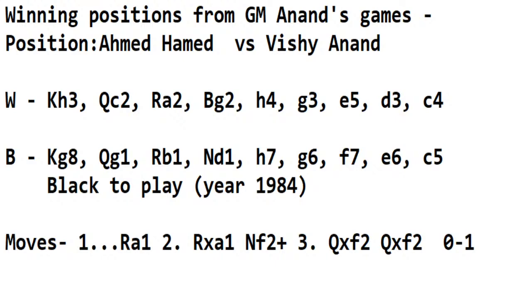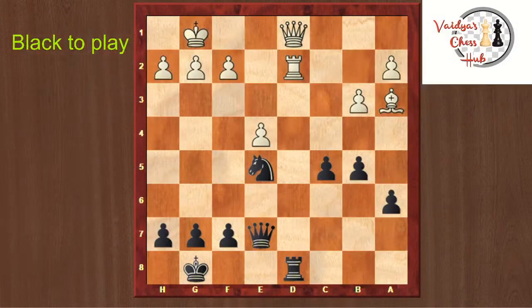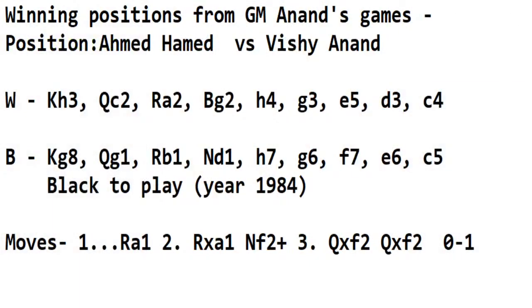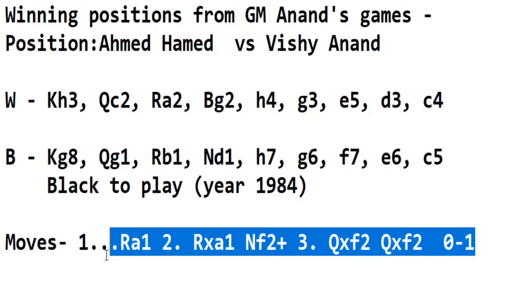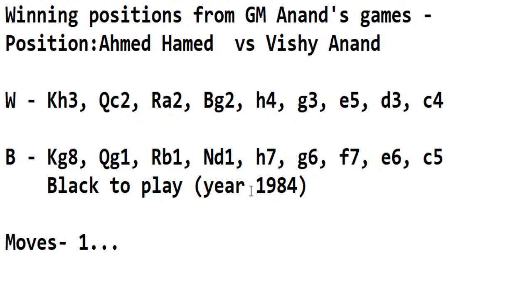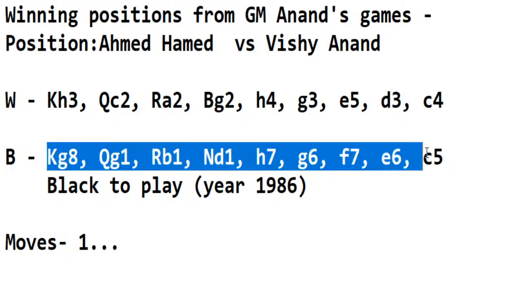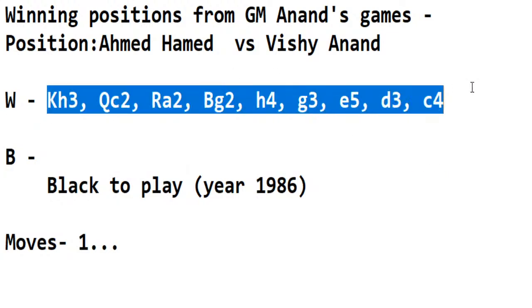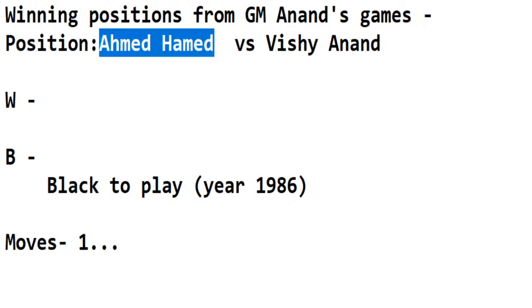So this one is going to be black to play yet again, and this one let's jot down in the notepad. Let us go ahead and write down the details about this one. So I am going to delete the unnecessary parts. Let's start with the year. This one is from the year 1986. It is black to play. And let's start writing the names of the players. Black is Vishwanathan Anand and white is Xavier Kapape.